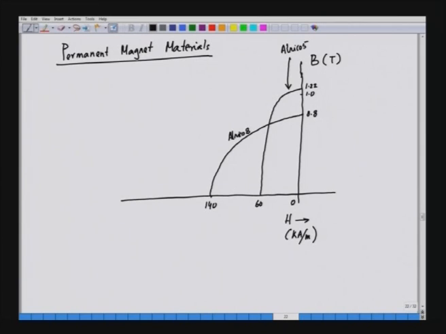Now, let us say we have a different material called ferrite. So, ferrite, we have say here 0.4 and then we will go up to 320 in this case. This ferrite is also used for permanent magnet electric motors, and this is strontium ferrite.